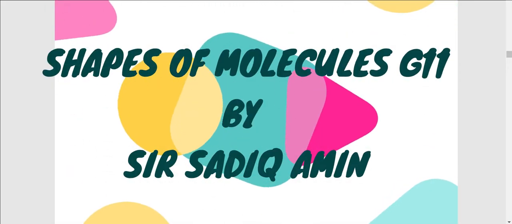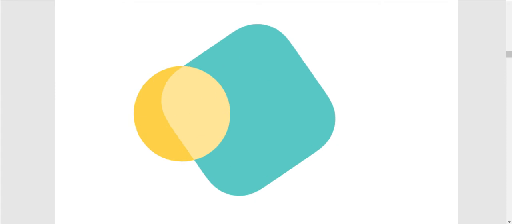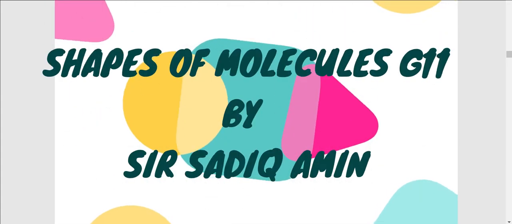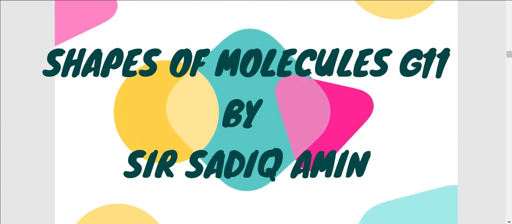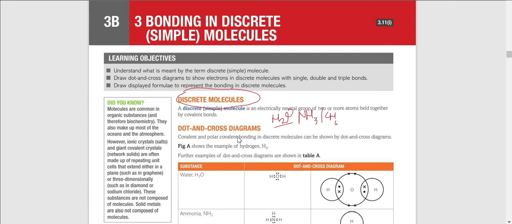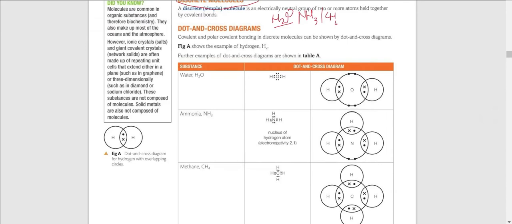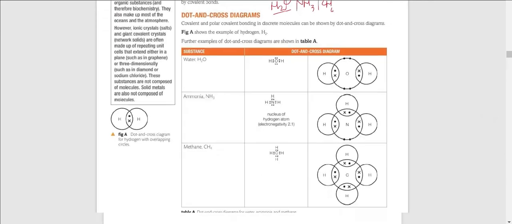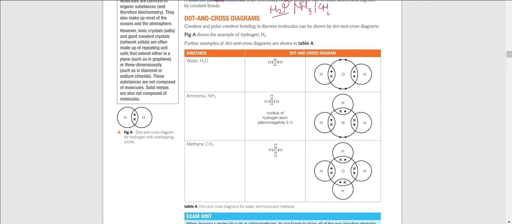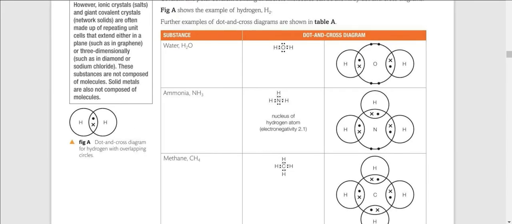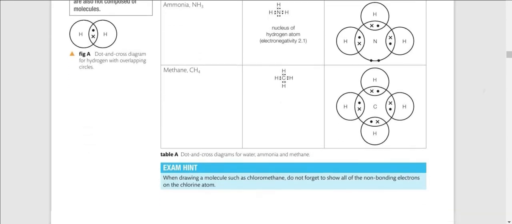Yes, sir. Okay. So, Bismillah Rahman Rahim. Let us start once again. Discrete molecules, dot and cross diagrams. We are going to focus on this. And yesterday we discussed these four molecules. All the dots and crosses we discussed about it. So now we are going to move forward and see.